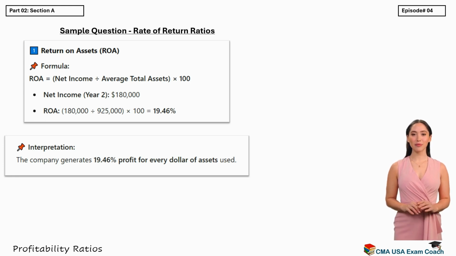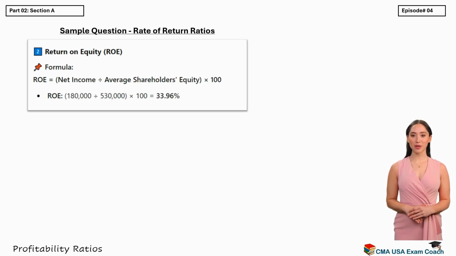Next, let's calculate return on equity, or ROE. ROE measures how effectively the company is using its shareholders' equity to generate profit. The formula is net income divided by average shareholders' equity. In this case, the net income is $180,000 and the average equity, which we calculated earlier, is $530,000.